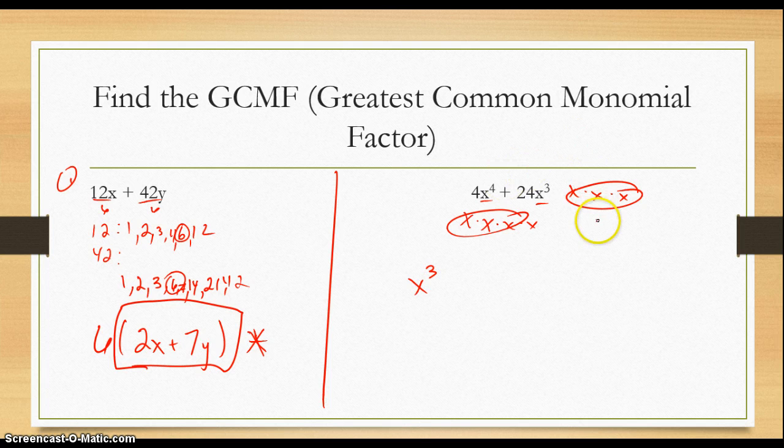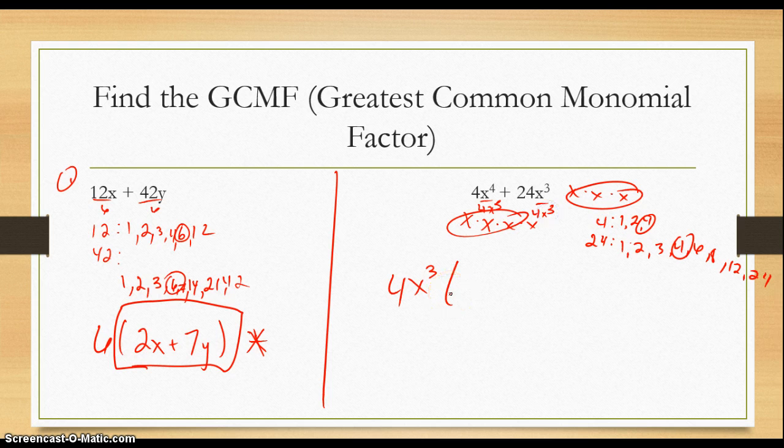Now I'm going to look at the factors of 4 and 24. Well, we know that 4 goes into it. So here's my factors. 1, 2, 3, 4, 6, 8, 12, 24. So we know that the greatest common factor here is 4. So I'm going to take a 4x cubed out. And when I take a 4x cubed out, I'm dividing each of these by 4x cubed.